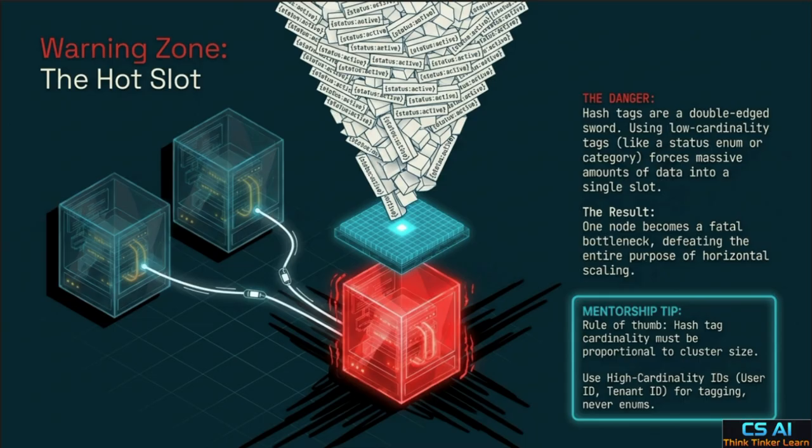But be careful with your tags. The hot slot is a major danger zone. If you use low cardinality tags, like a status enum, you force massive amounts of data into a single slot. That one node becomes a fatal bottleneck, defeating the entire purpose of horizontal scaling. Always use high cardinality IDs, like user IDs or tenant IDs, for your tagging.